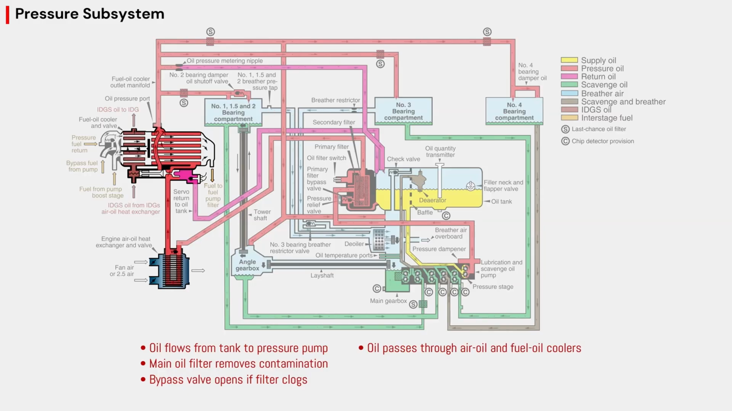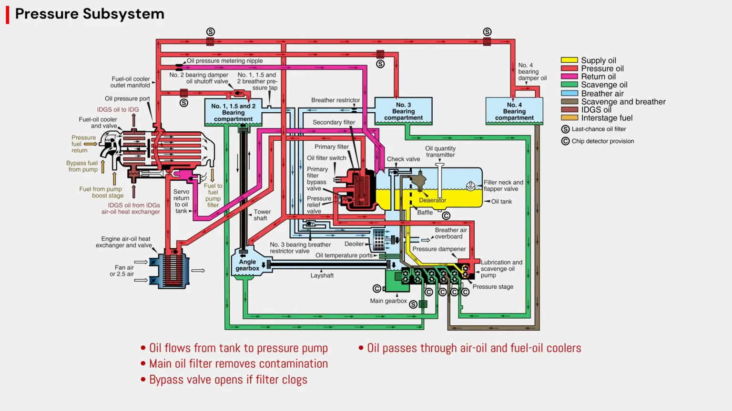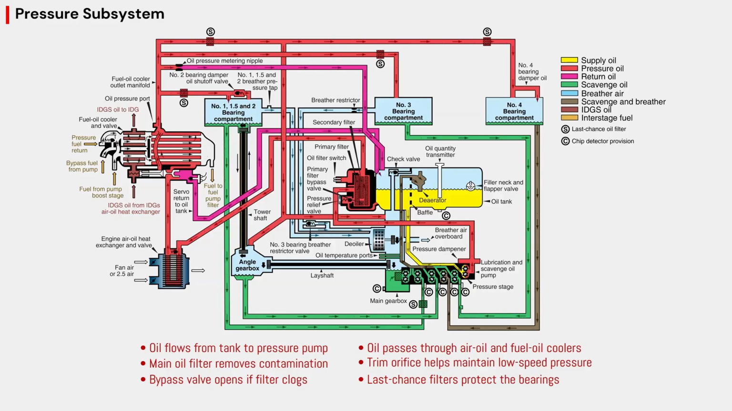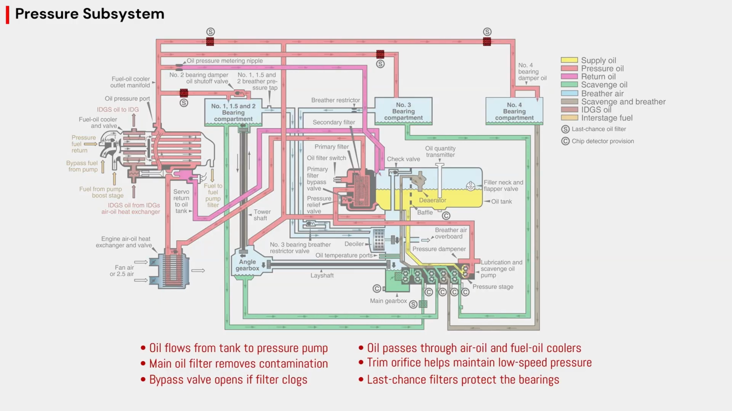The oil then continues through a fuel oil cooler. Some oil also flows through a trim orifice that helps maintain oil pressure at low engine speeds. Finally, the oil passes through last chance filters and reaches the bearings, gearboxes, seals, and accessory drive splines.